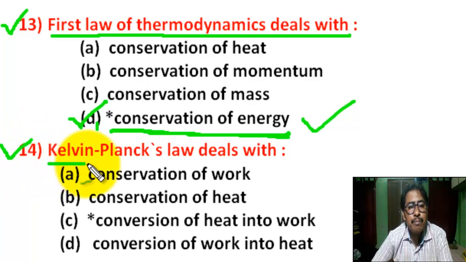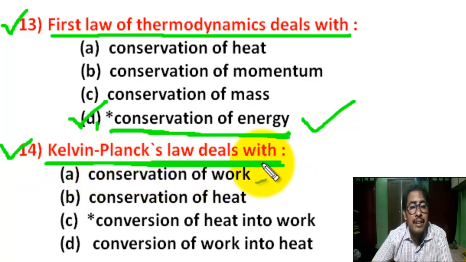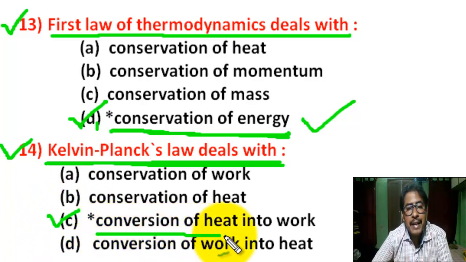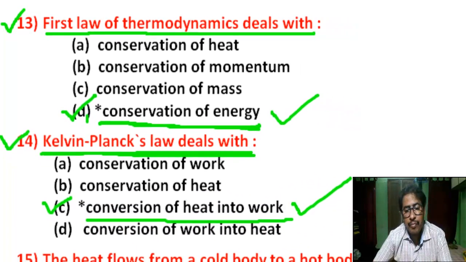Question number 14. Kelvin-Planck's statement deals with, there are 4 options. Correct answer is C, conversion of heat into work.